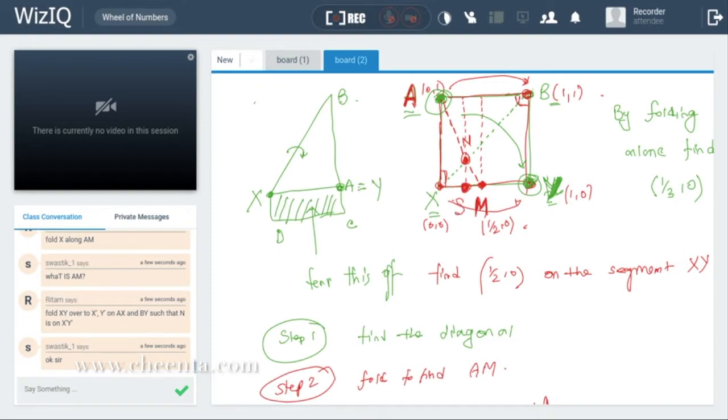My claim is that this point S is 1/3, 0. Can you prove it? Can you prove that that point S is 1/3 comma 0?